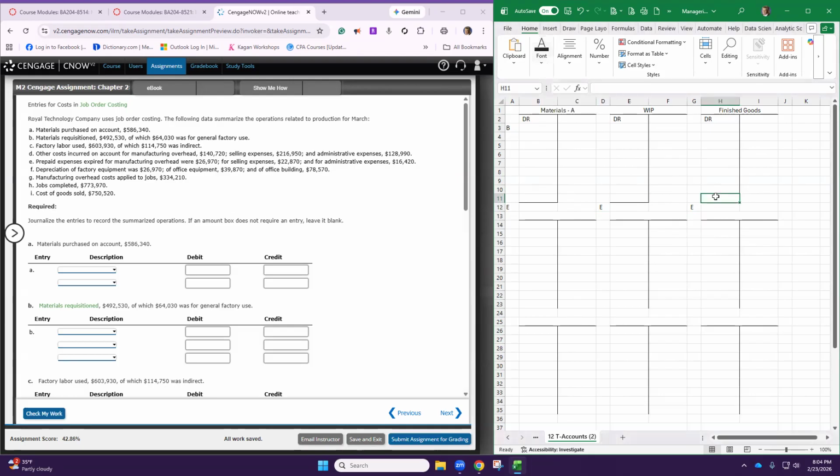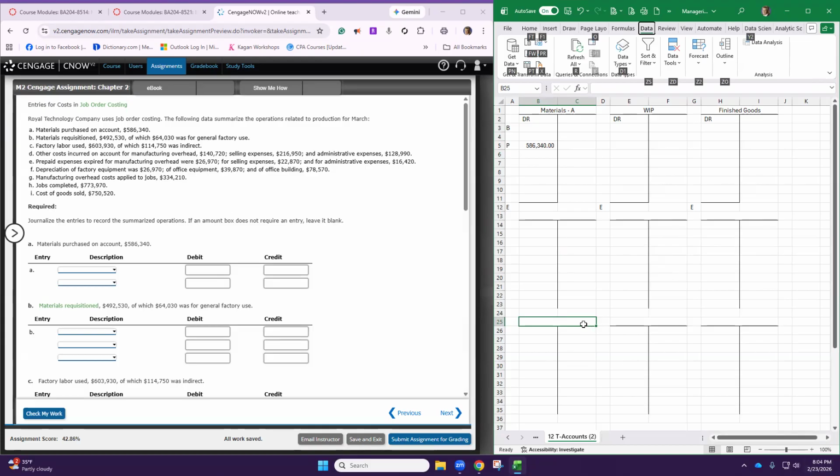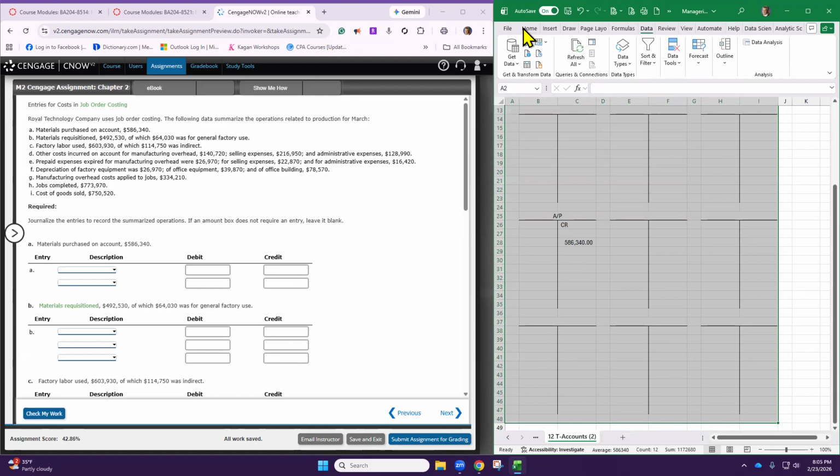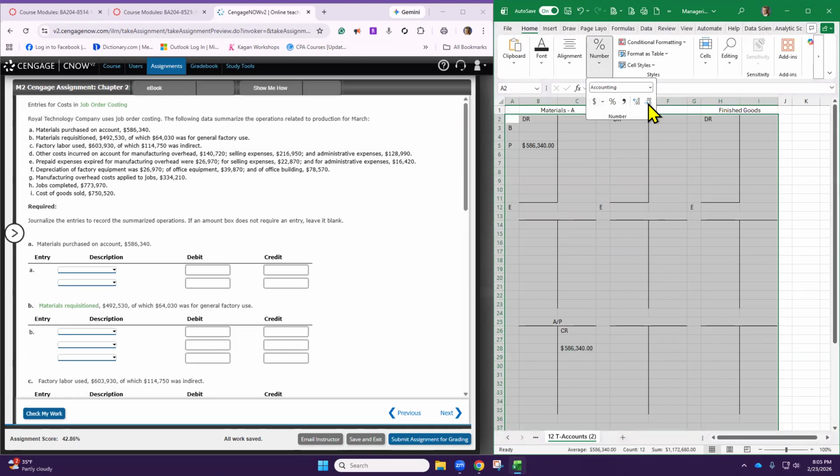When we say we bought a certain amount on account, what are we going to use? We're going to make materials go up, right? I'm going to put P for purchase. I'll try to do this as quickly as I can. So 586,340, and then we want accounts payable. So I'm going to drop down here and get an accounts payable. AP has a credit normal balance, and that is going to offset 586,340. All of our numbers on here are going to be dollars, so it's okay to make them dollars. Yes, we can get rid of the cents.